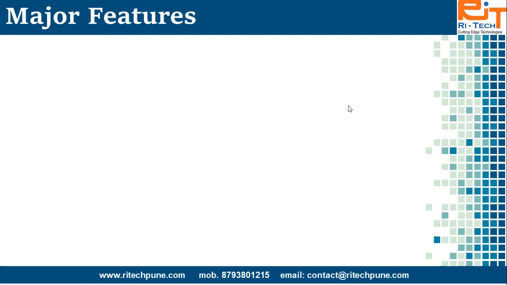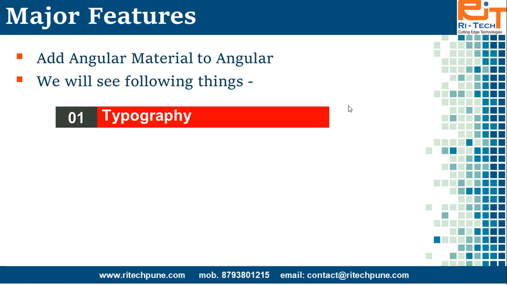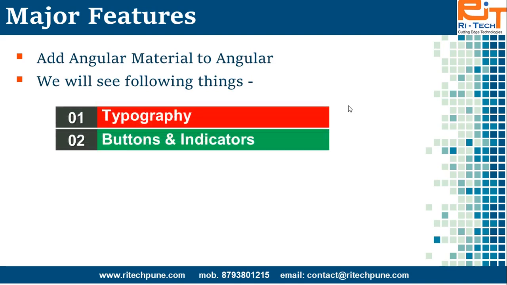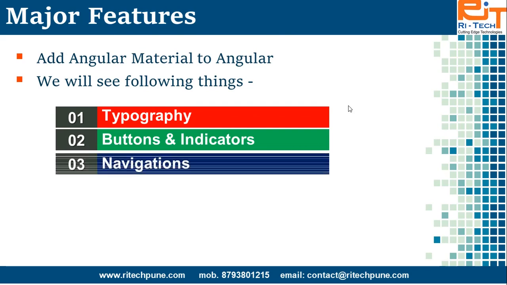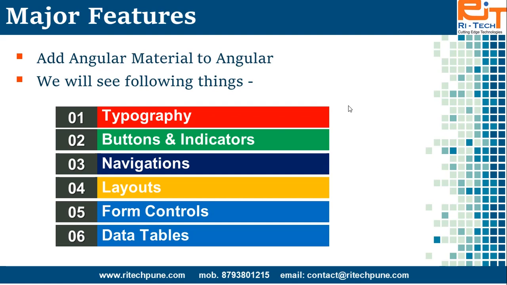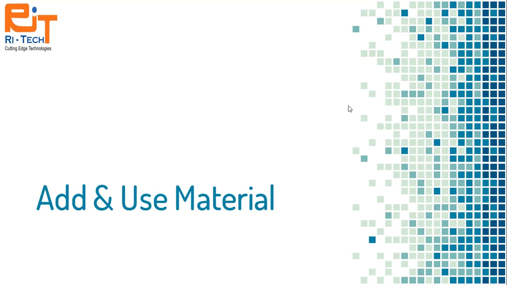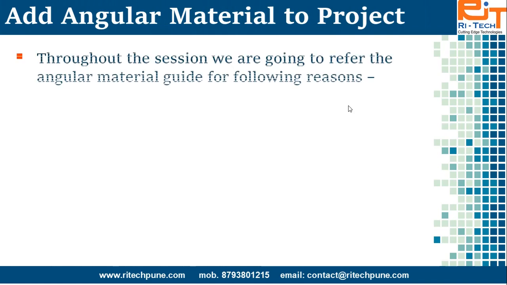Now let's look at the major features of Angular Material. The first thing we are going to learn is typography, then buttons and indicators, then navigation, layouts, form controls and data tables, dialogs, snack bars, and a lot of things. We are going to study all of them. As the first step, we'll add and use Angular Material: how to add Angular Material to your Angular project and how to use it.